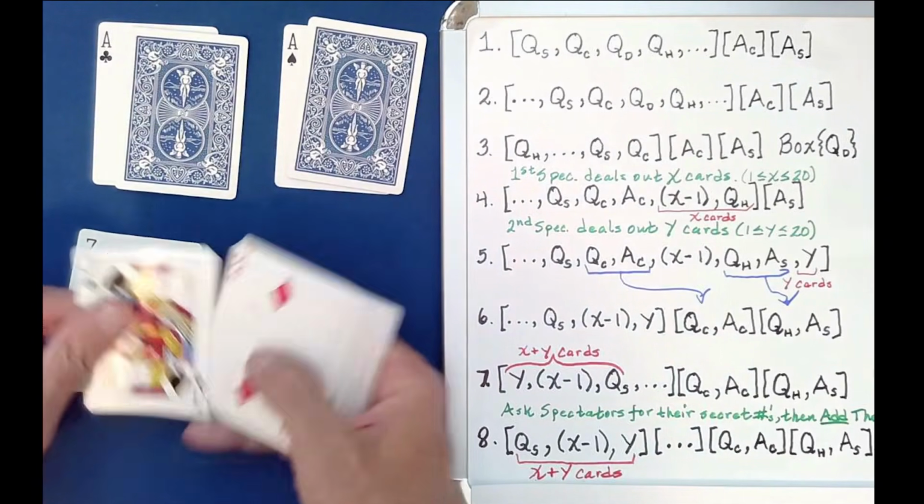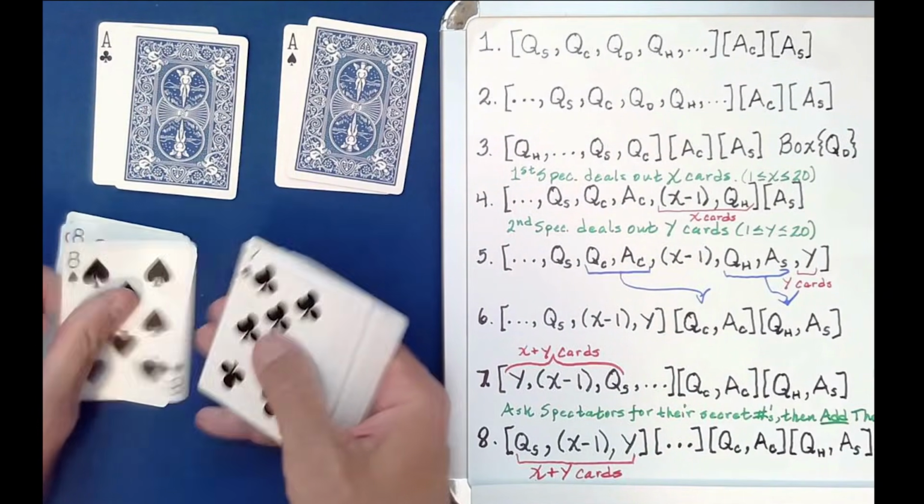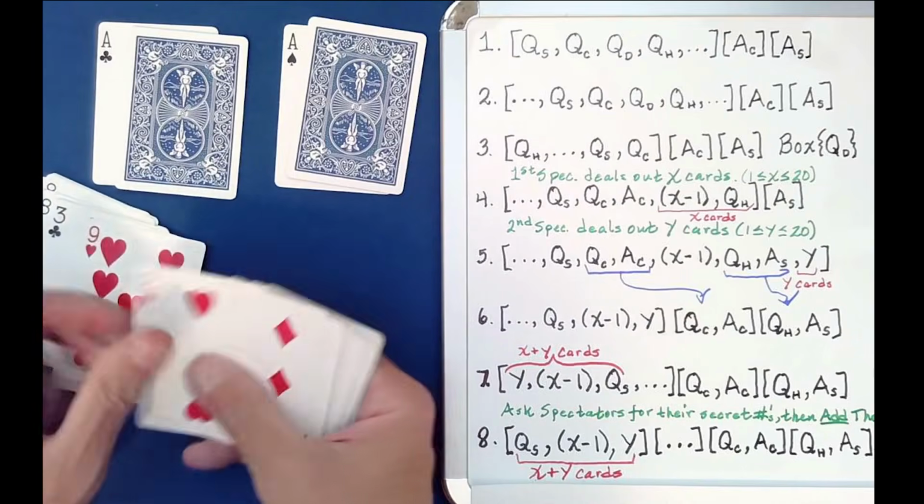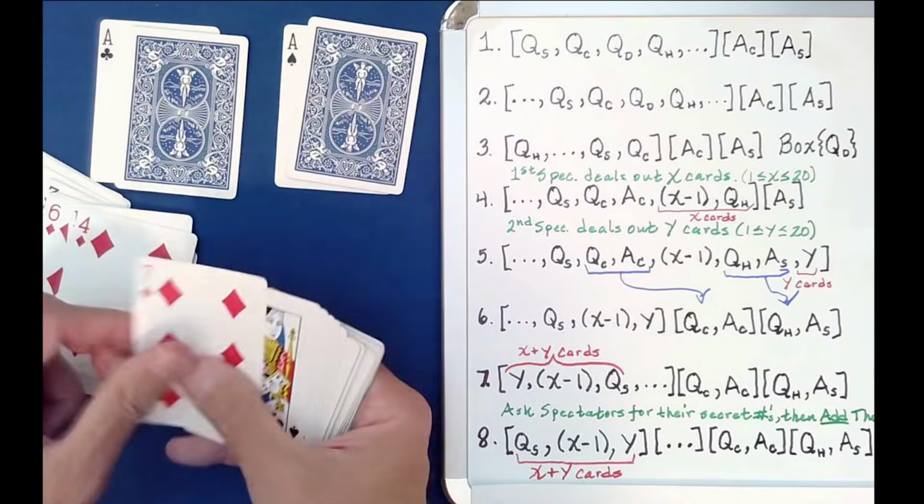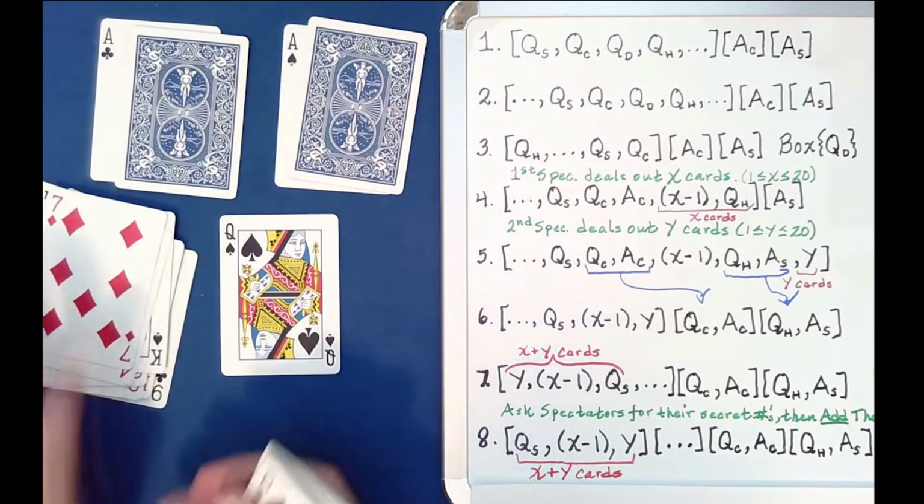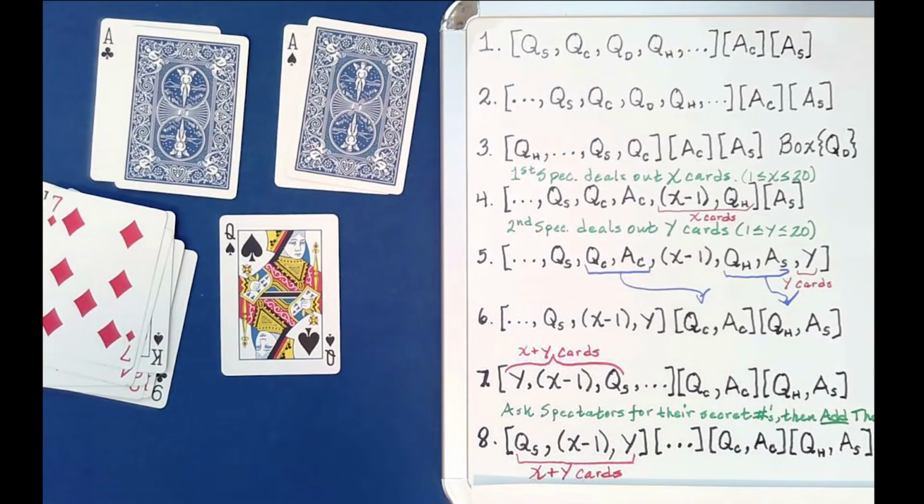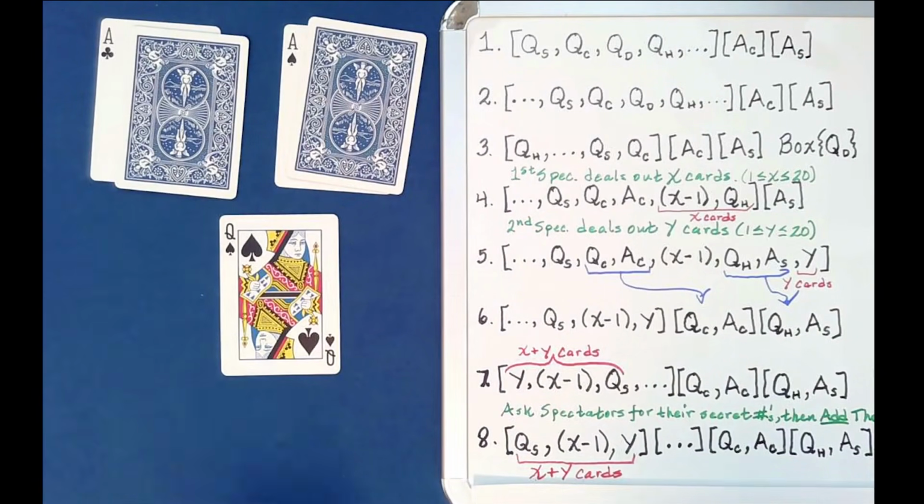1, 2, 3, 4, 5, 6, 7, 8, 9, 10, 11, 12, 13, 14, 15, 16, 17. Okay, so the 17th card brings us to the Queen of Spades.